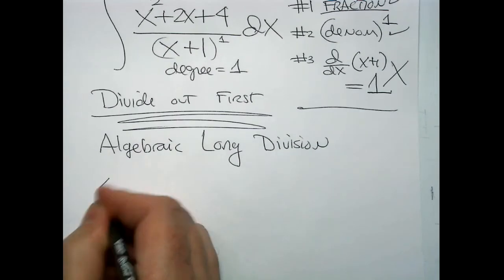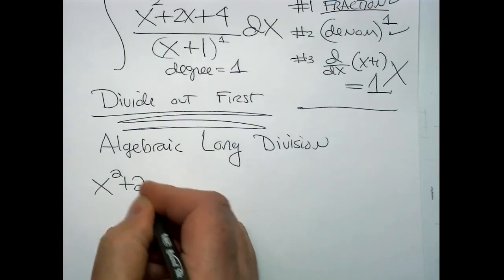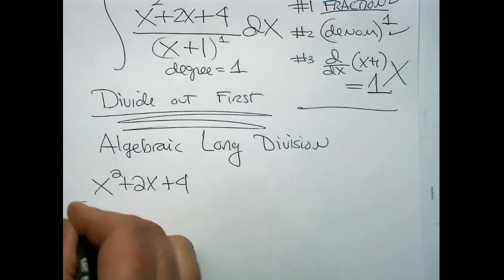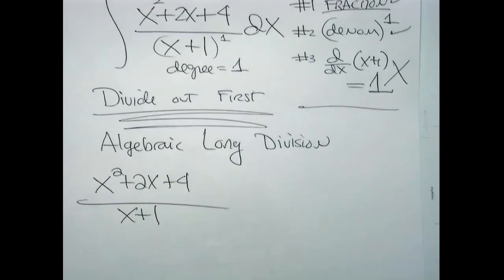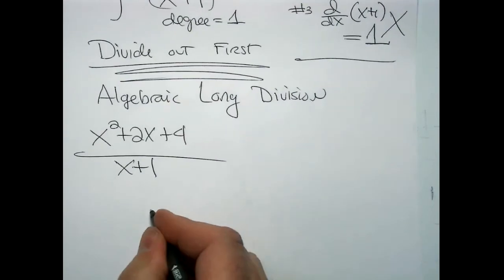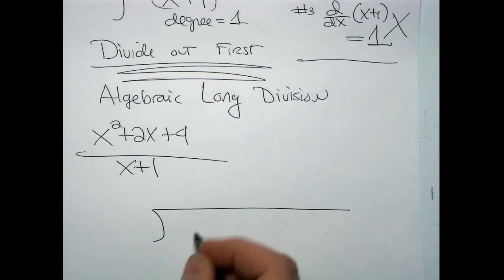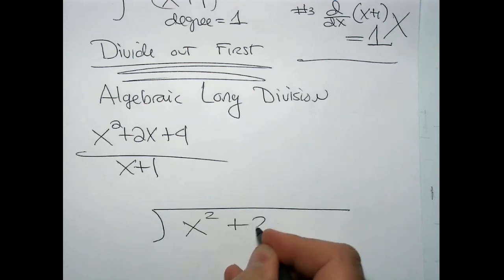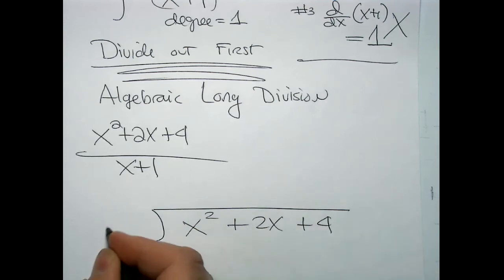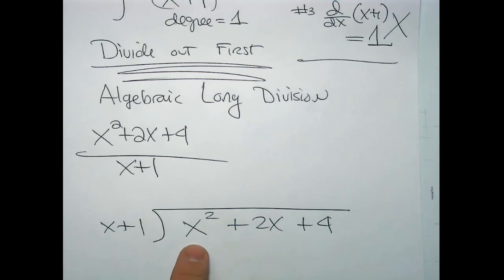No calculus at all. What is it when we divide x squared plus 2x plus 4 and you divide into x plus 1? What do you get? Well, this is what algebraic long division looks like. You make your quotient symbol. A couple of key things to remember is you want to make sure it's in descending power order, highest powers all the way to the constant.